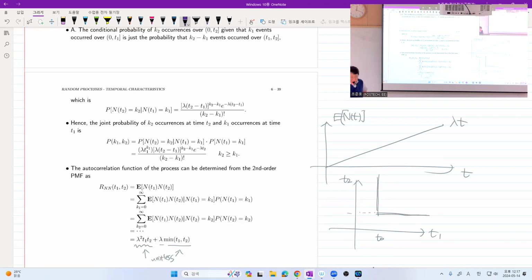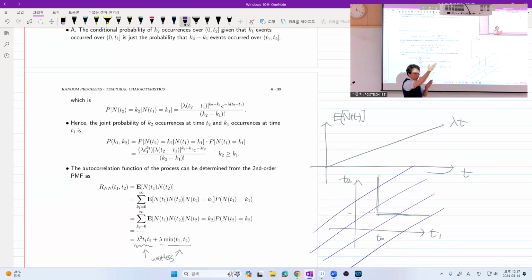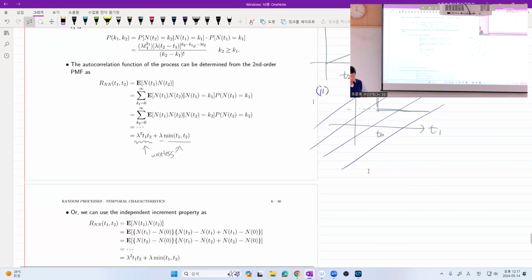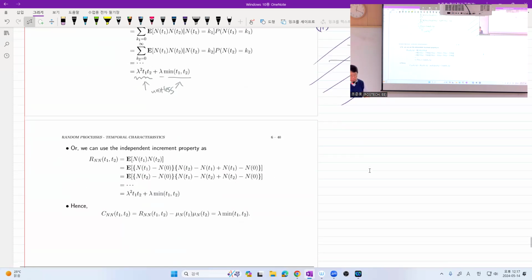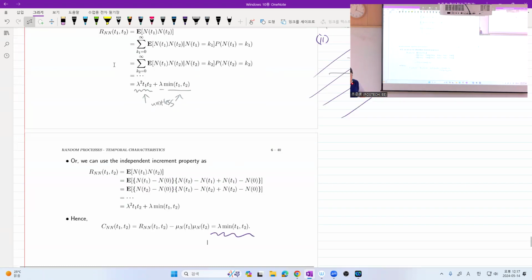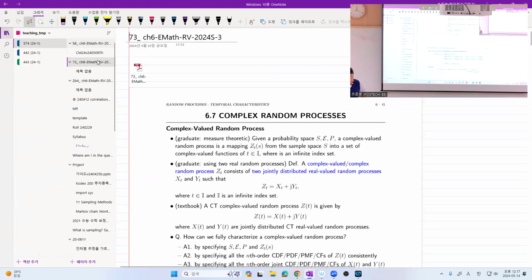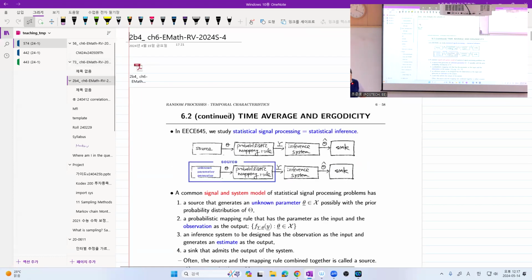So wide-sense stationarity requires that the autocorrelation function must be invariant along these slope 1 lines, but this is violated. So not only the first condition, but the second condition says that it can never be covariance stationary. So it's not a stationary random process. Okay, what else? The covariance function is given by this one. And it seems we are done with the Poisson random process. Next time, we will talk about complex valued random processes, and then time average and ergodicity. Okay, that's all for the day.